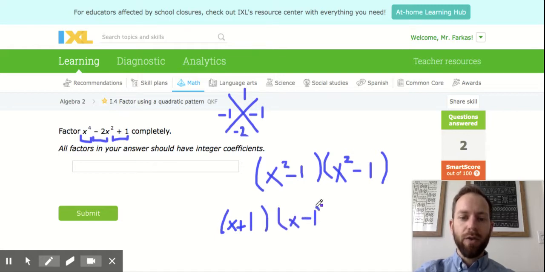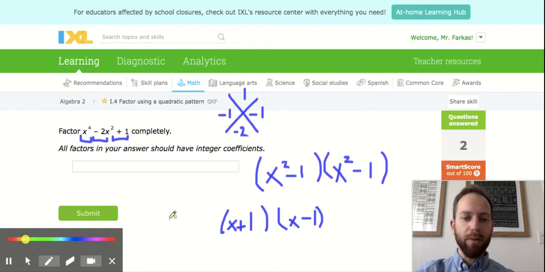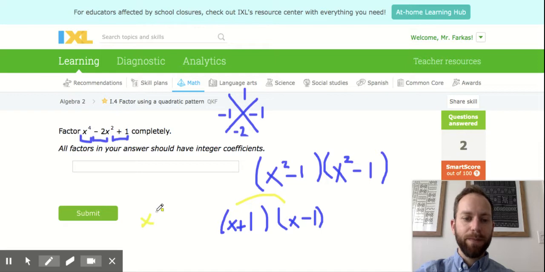And I can show you that because let's just show what happens when we multiply this out, right? X times x would be x squared. X times negative 1 would be negative 1x. But then when we do 1 times x, that's positive 1x, right? Negative 1x and positive 1x, those cancel out. And then when you do positive 1 times negative 1, you get negative 1. Do you see how this is the same thing?